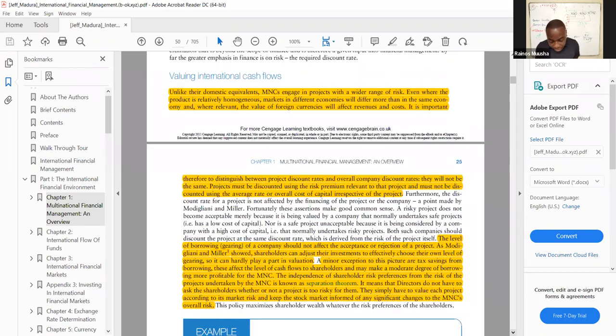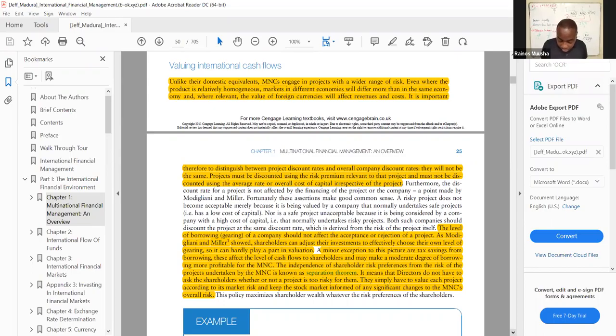So here they say, the level of borrowing of a company should not affect the acceptance or rejection of a project. As Modigliani and Miller showed, shareholders can adjust their investments to effectively choose their own level of gearing, so it can hardly play a part in valuation. A minor exception to this picture are tax savings from the borrowings. These affect the level of cash flows to shareholders and may make a moderate degree of borrowing more profitable for the multinational corporation.